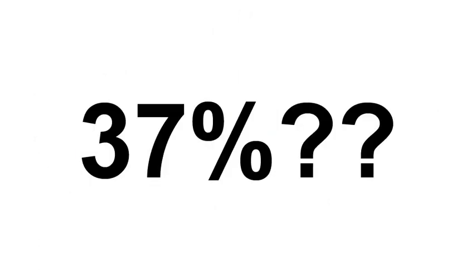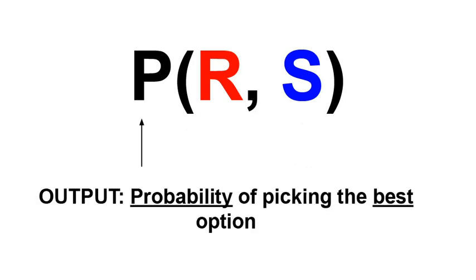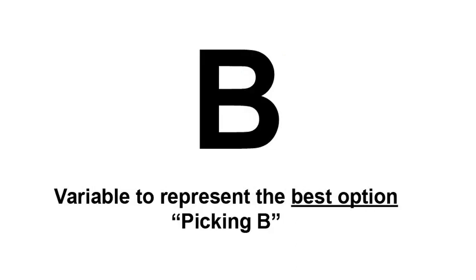But why do we have to go through 37%? How did we derive that value? Well, let's write a two-variable function P using two inputs. R will represent how many options we first reject, and S will be the total sample size. P(R, S) will represent the probability of picking the best option if we input R and S. We should try to find the values of R that maximize P(R, S) to have the greatest probability of picking the best option. Let's call the best option B.